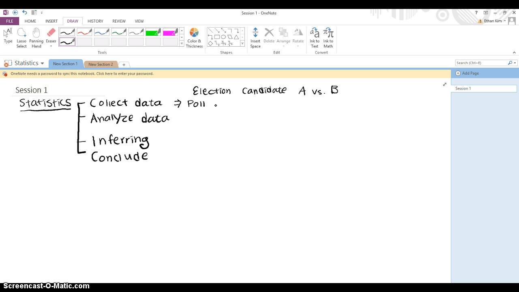More important thing for us is you collecting the data, right? So taking a poll is an example of collecting the data. And then how do we analyze this data?